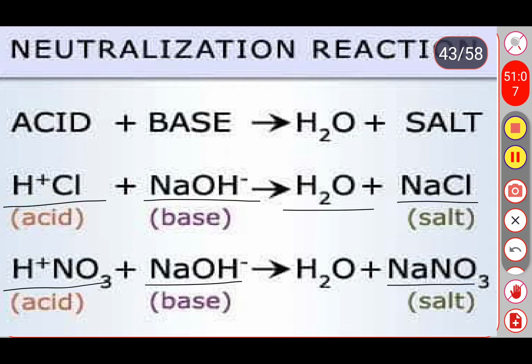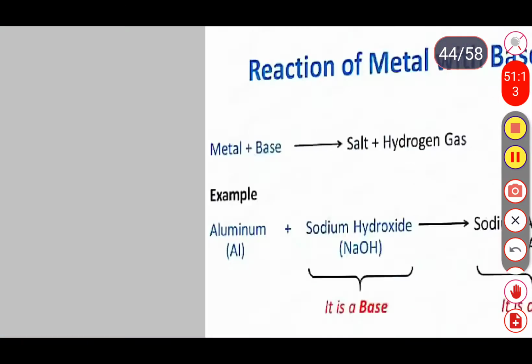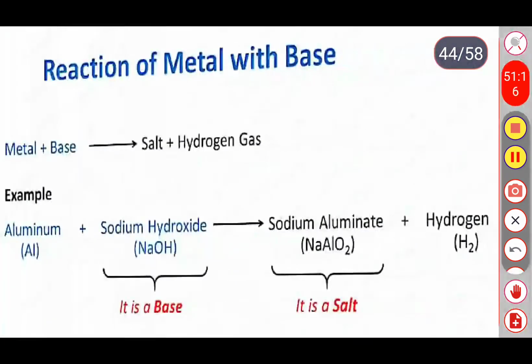Now see the second type of reaction. What happens when a base reacts with metals? When a base reacts with metals, what does it produce? Whenever bases react with metals, they produce salt and hydrogen gas. It produces hydrogen gas. Listen here. This is the general form.